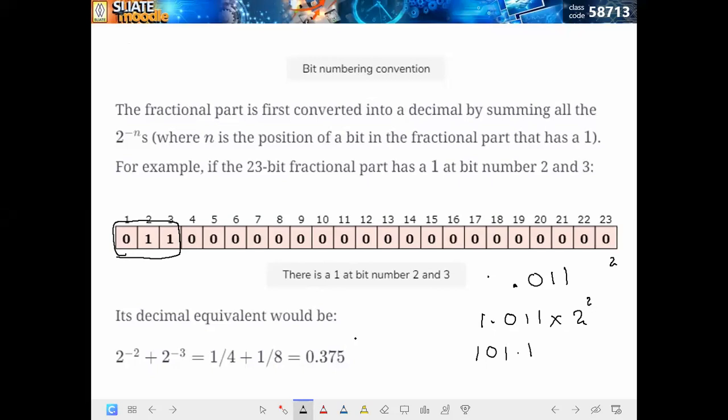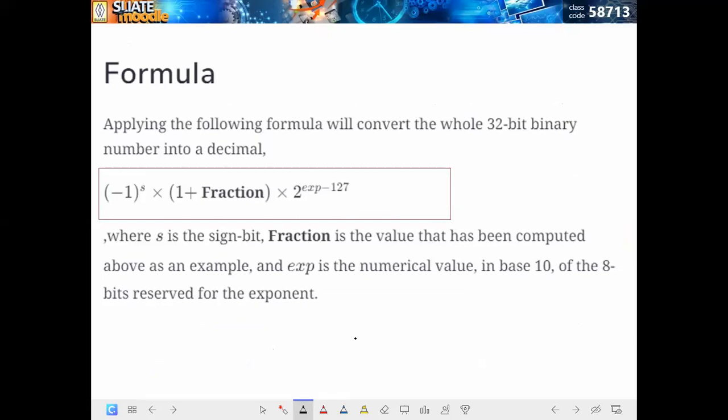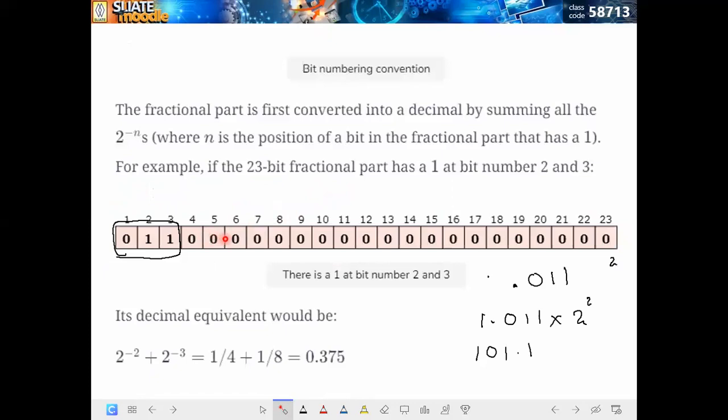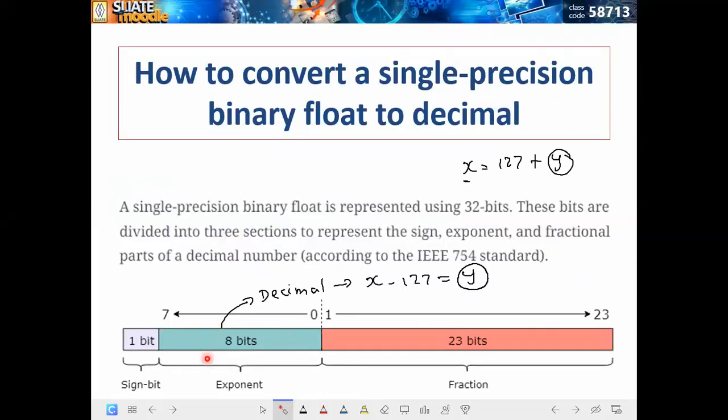Let's forget about this one. Right. You can apply this formula. Simply by applying this formula, you can find the final decimal value of this representation. So the formula is -1 to power s times 1 plus fraction times 2 to the power exponent minus 127. So exponent is the value you get here, right?